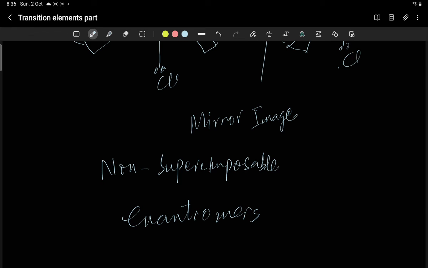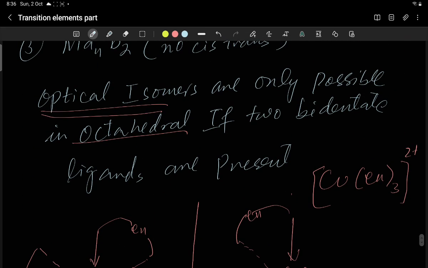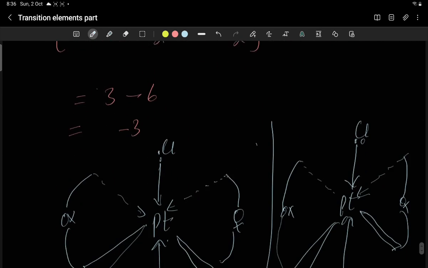So this is all about the isomerism in transition complexes. Hope you would like it.